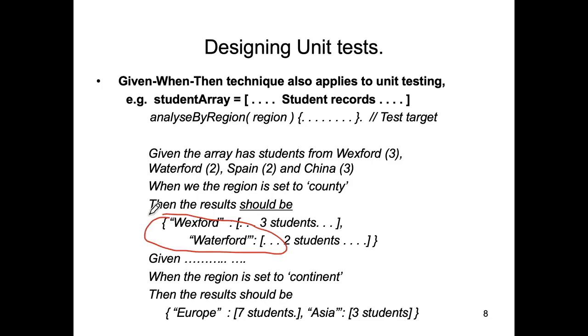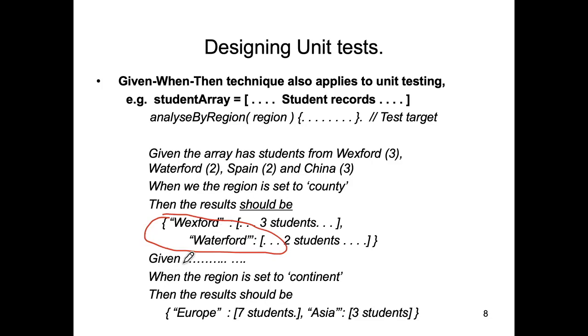I would only know that this is the exact structure of the response I should get back based on the specification. Now, I know I haven't given you a full, clear specification, but let's suppose the specification states that the result from this function needs to be an object where the keys of the object are the county names, if county is the region parameter that was passed to it.